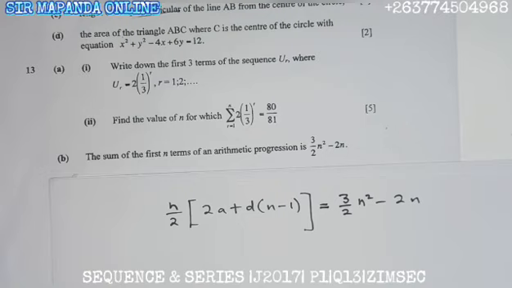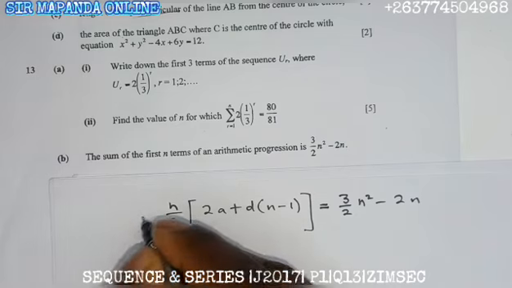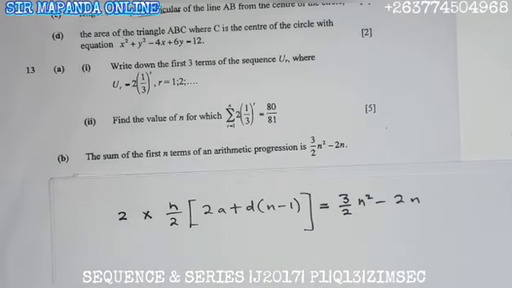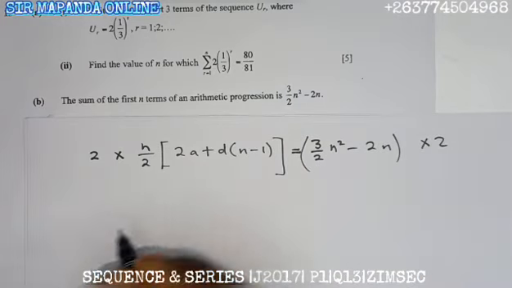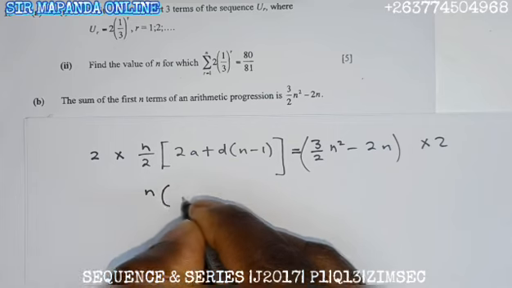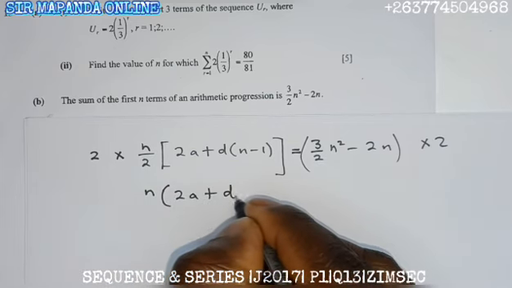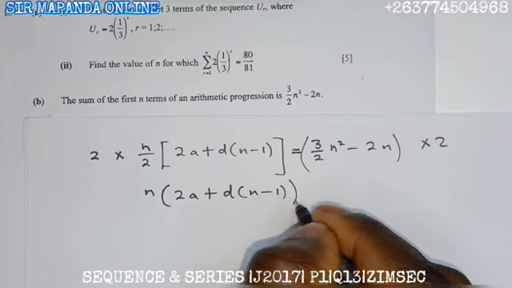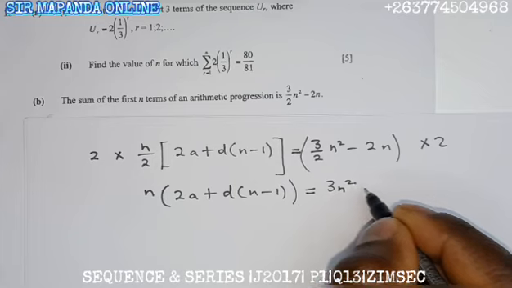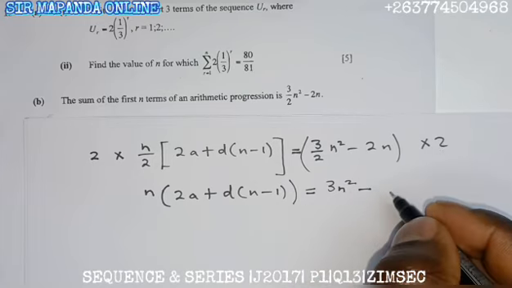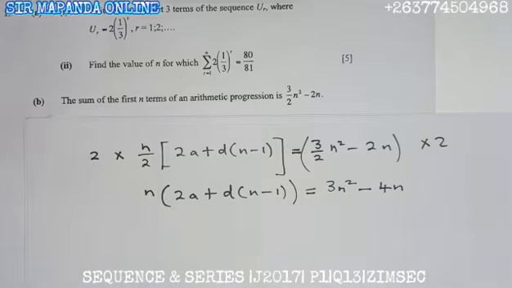Removing the fractions, we can make use of 2 as our lowest common multiple. Then multiply both sides with the 2. So I'm going to multiply here with the 2, then you also multiply the right side with 2. So you'll be left with n, open bracket, 2a plus d, open bracket, n minus 1. Then here, 3 over 2 times 2, we have 3n squared, minus 2 times minus 2, you get minus 4n, something like this. I hope you are following, class.